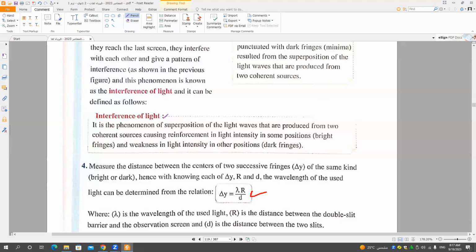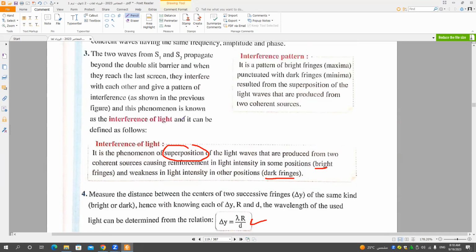What does interference of light mean? It is a phenomenon of superposition or overlapping of waves that are produced from two coherent sources, causing reinforcement of light intensity in some positions called bright rings, and other positions will be dark rings. The two light sources must be coherent. What does coherent mean? The same wavelength and same phase. Interference pattern is the pattern of bright rings, maxima, punctuated with dark rings, minima.